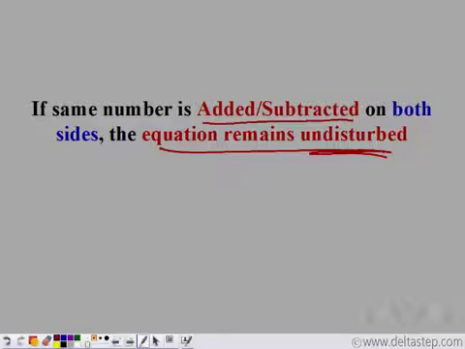If you add a number to one side of the equation, you must add the same number on the other side of the equation to maintain the equality. If you subtract a number from one side of the equation, you must subtract the same number from the other side of the equation to maintain the equality. So, if the same number is added or subtracted on both sides, the equation remains undisturbed.